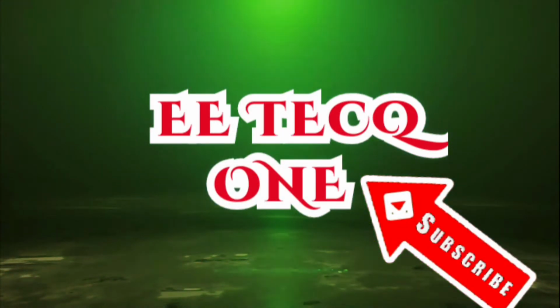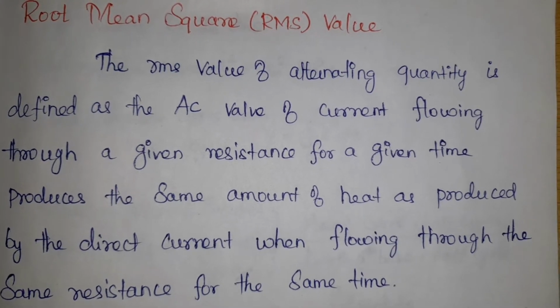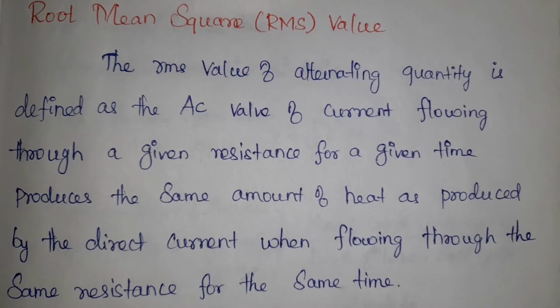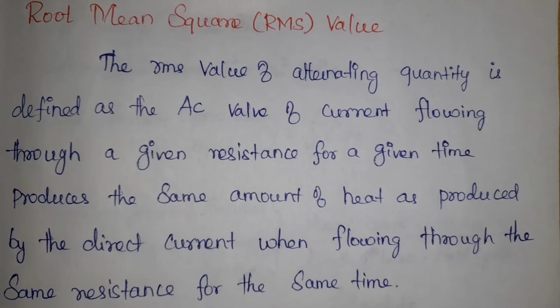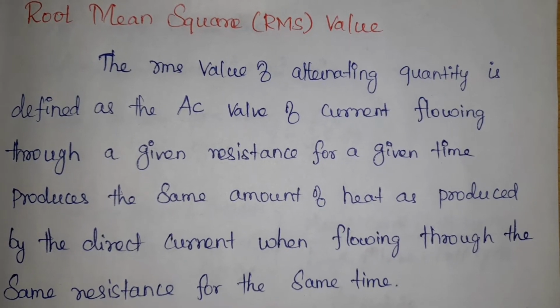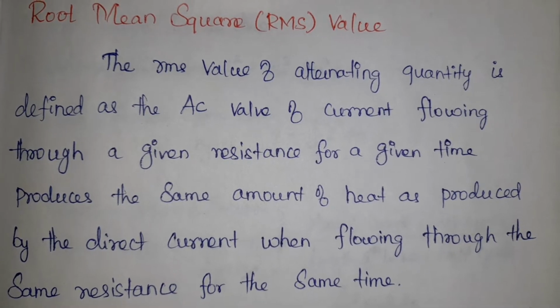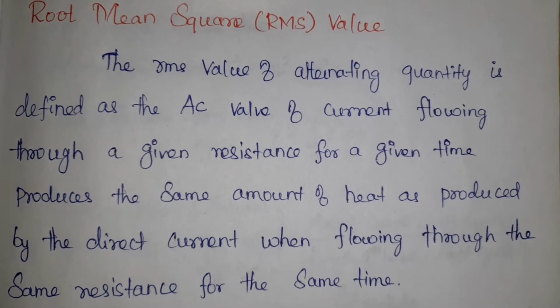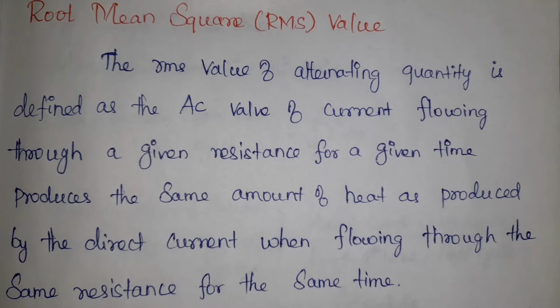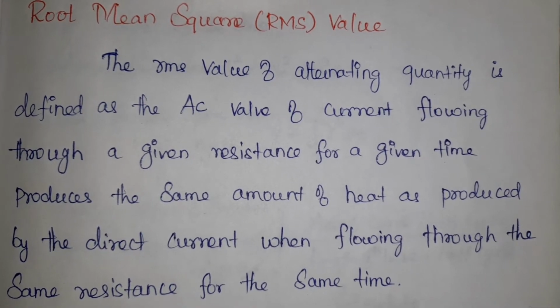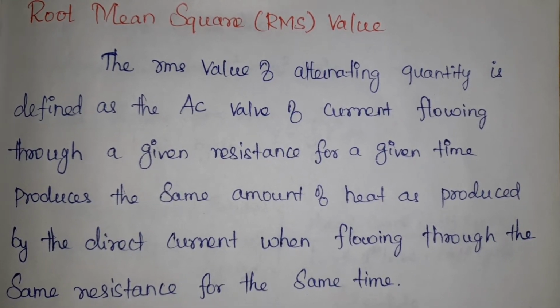In this video, we will discuss the root mean square value. Before going to the RMS value, we already know the average value of an AC signal. In this AC signal, we have to find the I average and then the V average. Similarly, there is only a slight difference in the root mean square value. So what is the root mean square value?